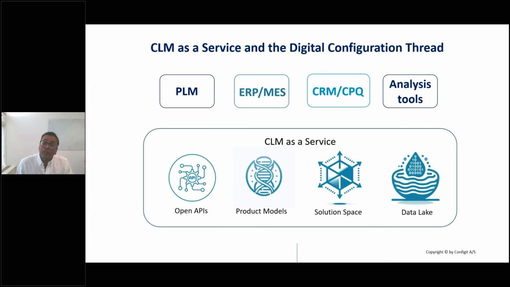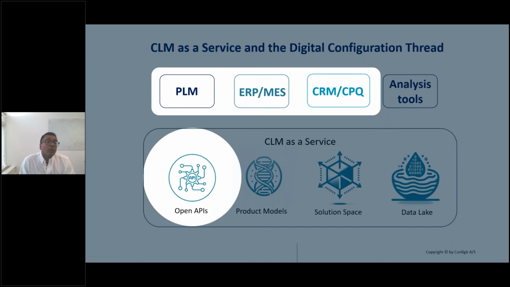So how does the digital configuration thread fit into the concept of Configuration Lifecycle Management as a service, CLM as a service? So it all starts with open APIs. Instead of relying on stitching together BOM information or establishing a single BOM to rule them all, Configuration Lifecycle Management uses a product model-based approach to establish a shared source of truth for all these configurations. With CLM product models, it's possible to extract all of this information from each system, allowing them to remain the masters of this data and create a common product model that captures the end-to-end configuration logic.